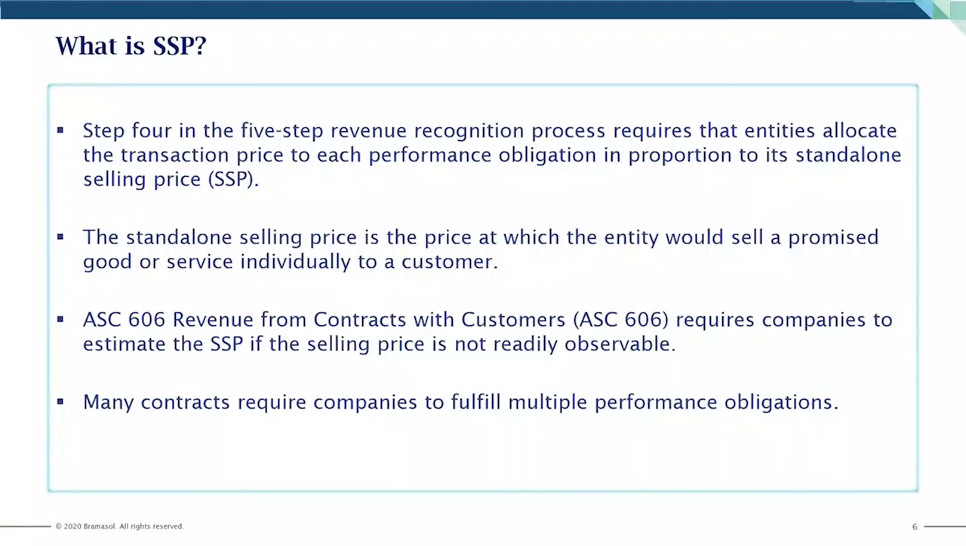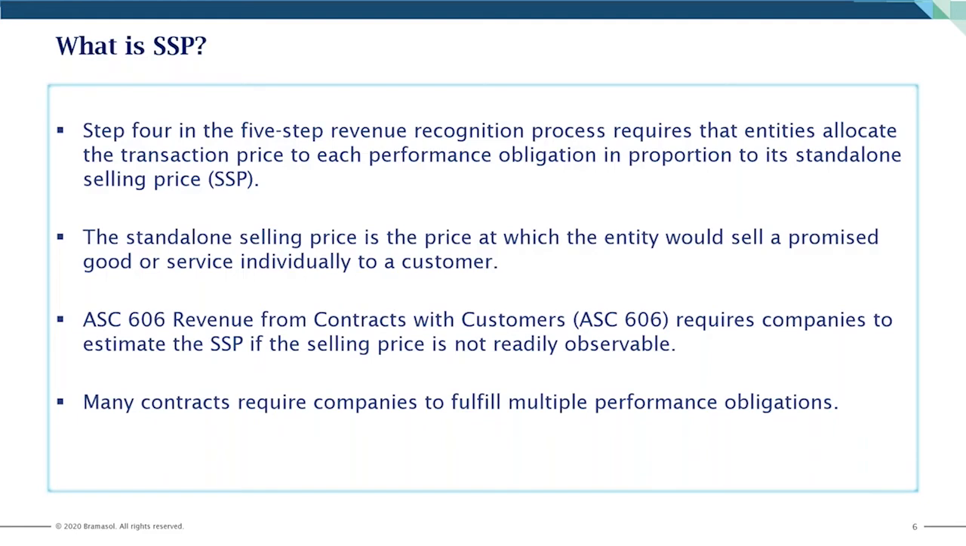We talked about it a little bit before, but it's part of step 4 in the 5-step process. Basically it requires companies to allocate the transaction price to each performance obligation in proportion to its standalone selling price. So standalone selling price is really what we used to call in the accounting world an arm's length transaction. It's the price at which the entity would sell a promised good or service individually to a customer.